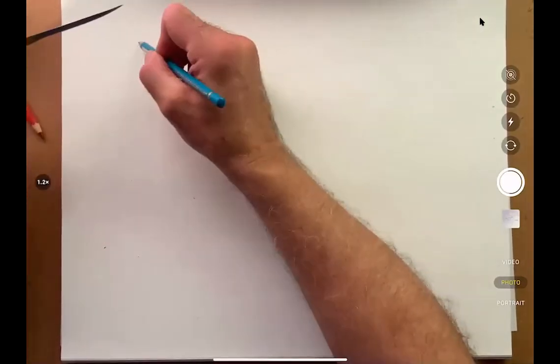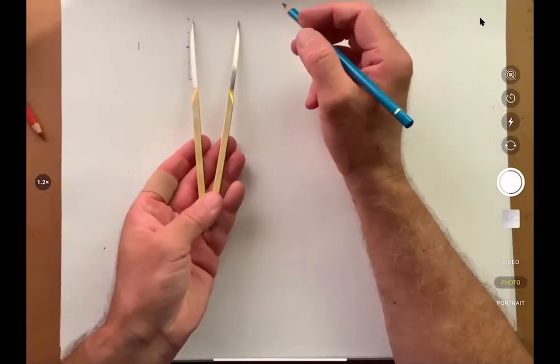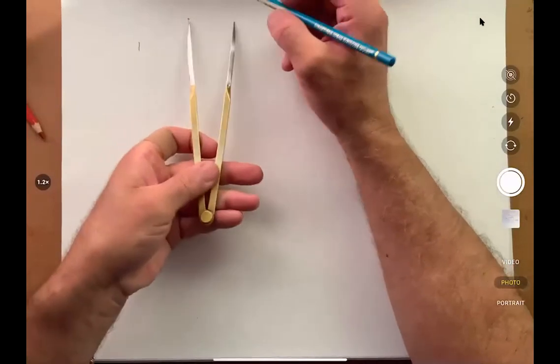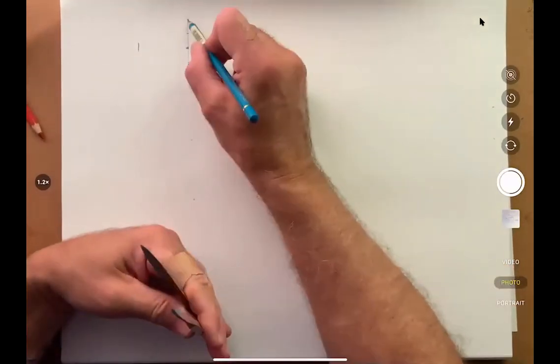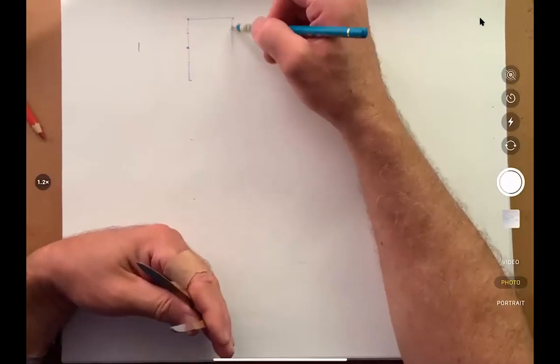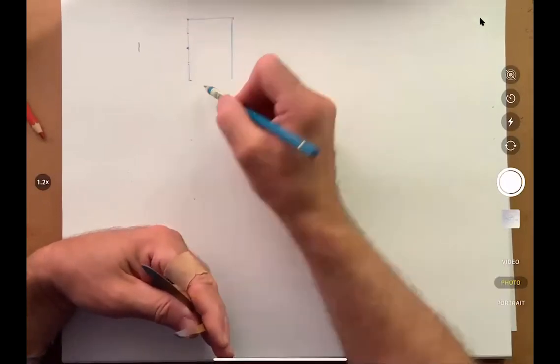So the height is 1, right? Take 3/4 of this and then put it here. And that's the pelvis seen from the side, which of course is much narrower than seen from the front, right?